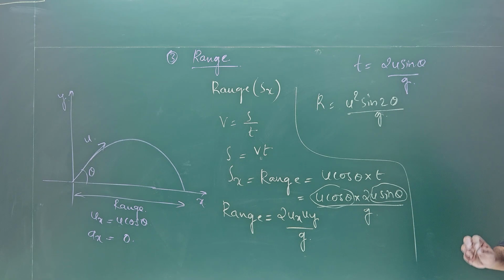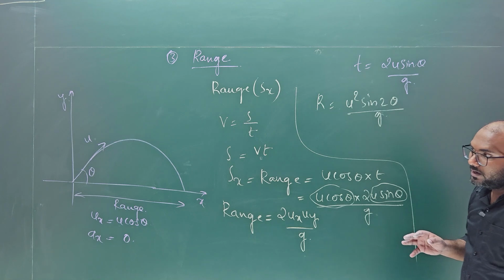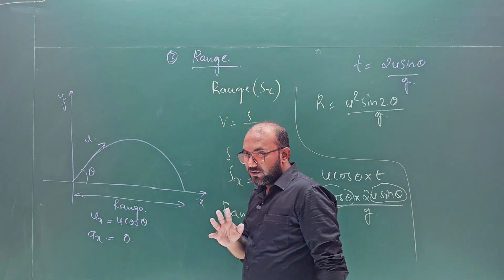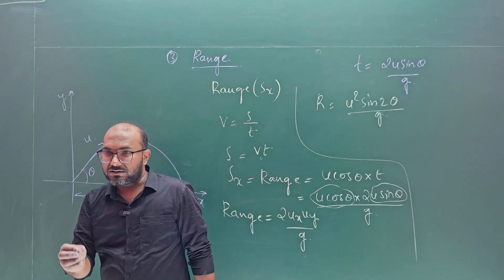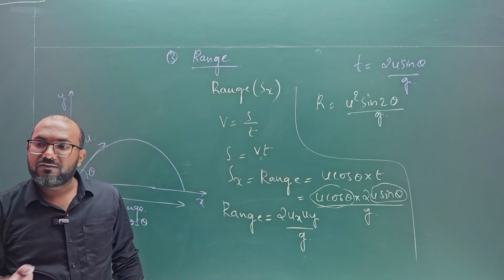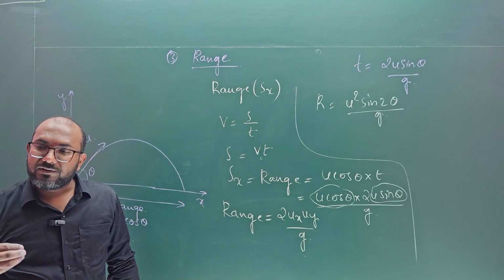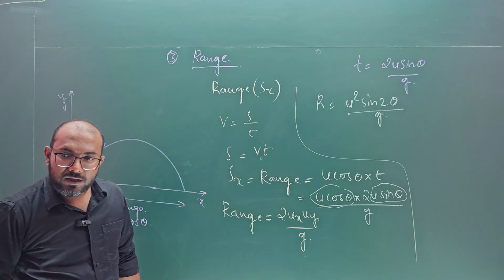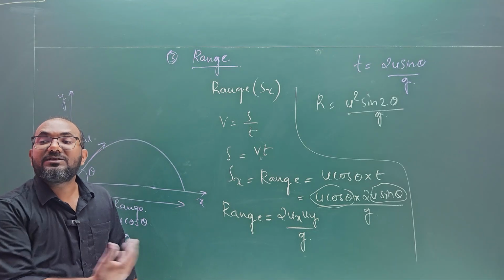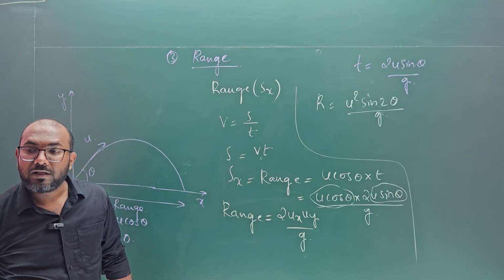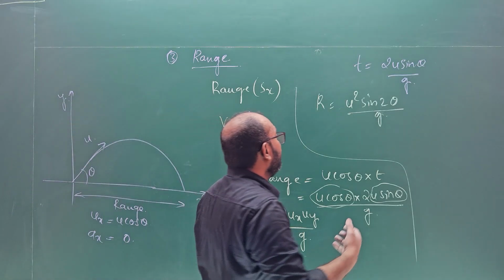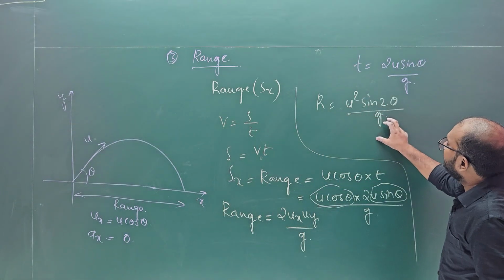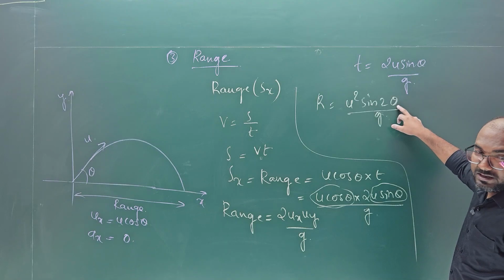Yes or no? If I say, now listen to me, if I keep the initial velocity constant, for example, if I consider 100 meter per second, if I throw with 60 degree, if I throw with 70 degree, if I throw with 45 degree, if I throw with 30 degree, where can I get the maximum range? Then if u and g are constant, then only the variable is theta, I am saying, na?